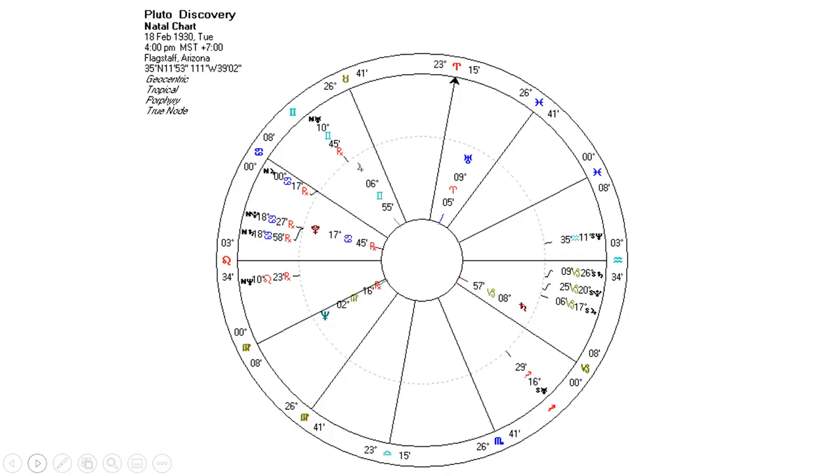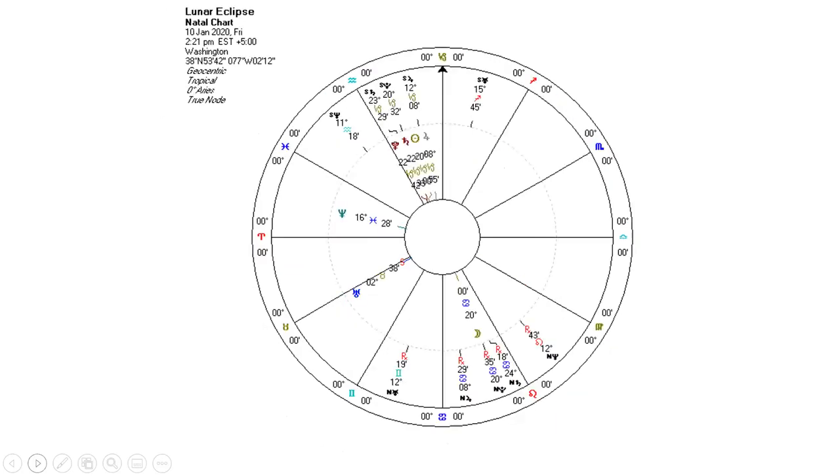Pluto, which goes around every 248 years, is going to align with its planetary nodes. But this one is particularly significant because it is a timeline of manifest reality. This century, we're moving into the culminating point of the age. And this is exactly what this Pluto discovery chart actually represents.